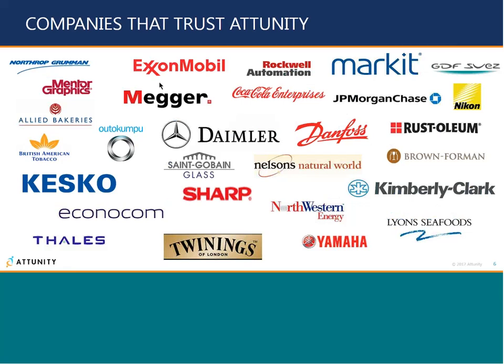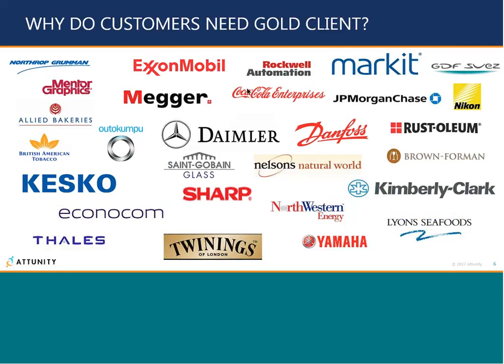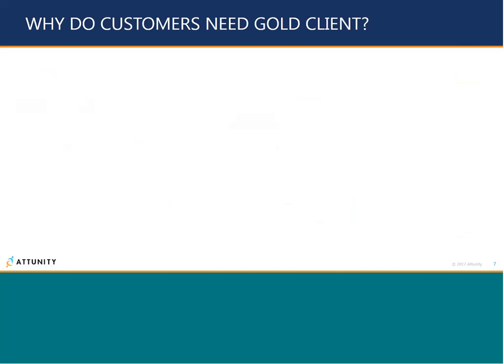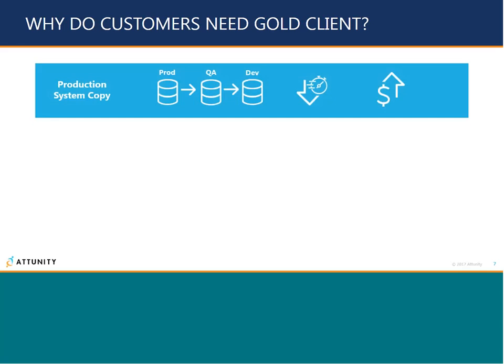Here are some examples of Gold Client customers that trust Attunity and use the Gold Client solutions for data subsetting, landscape management, and also to meet their GDPR commitments. So, why do customers need Gold Client? There are three main use cases that we come across. The first one is all around the ability to provide non-production data to development, testing, QA, and training teams.